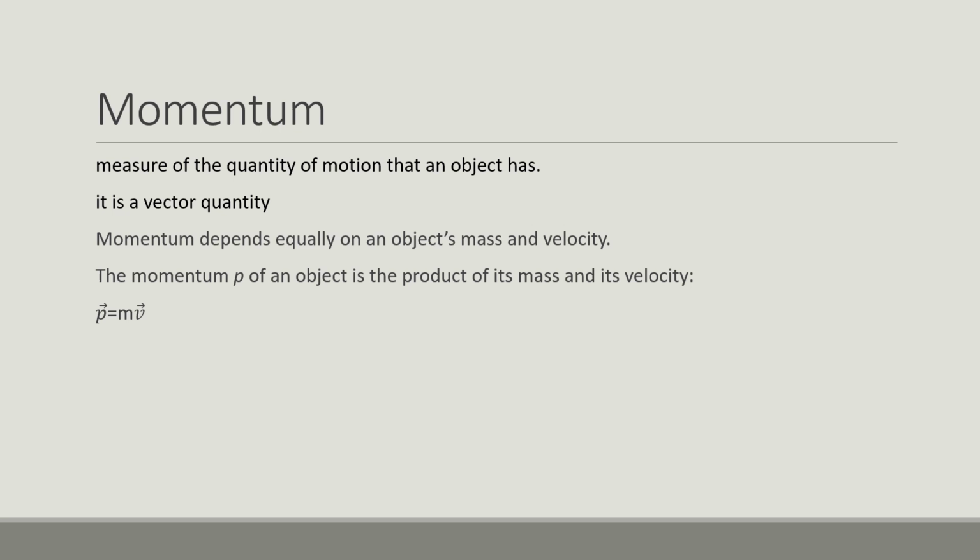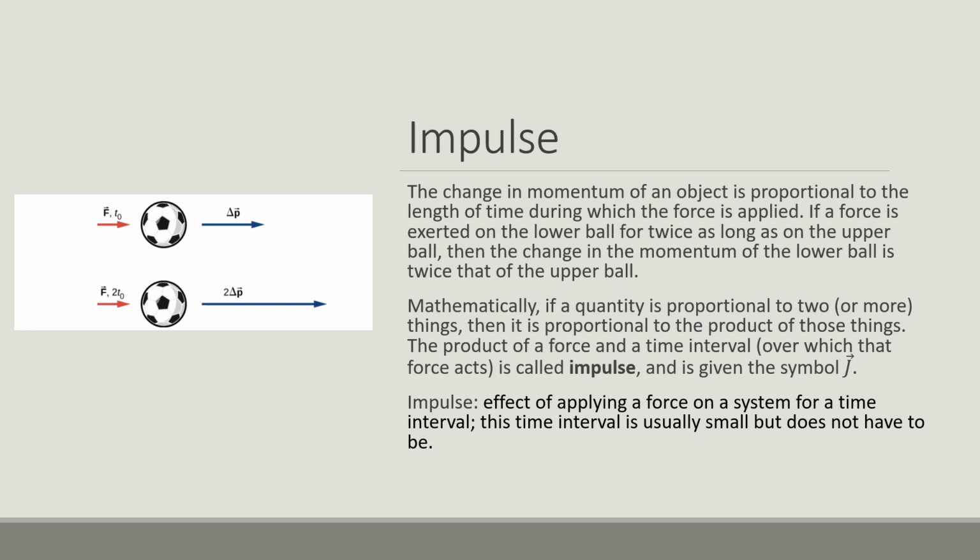Momentum. Momentum is a measure of the quantity of motion that an object has. It is a vector quantity. Momentum depends equally on an object's mass and velocity. The momentum p of an object is the product of its mass and its velocity: p equals mv.